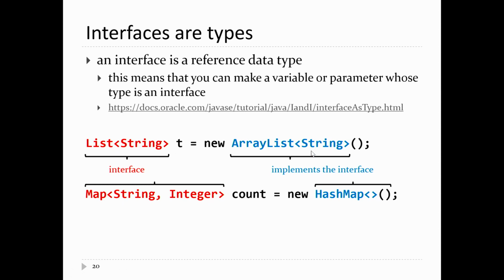On the right-hand side of the equal sign, you've got a class that implements the interface. So what you cannot do is write List t equals new List, because there is no class called List. You can't actually make a List object. I can make an ArrayList object because ArrayList is a class, but I can't make a List object because List is not a class. It's something else. But it's still a type.